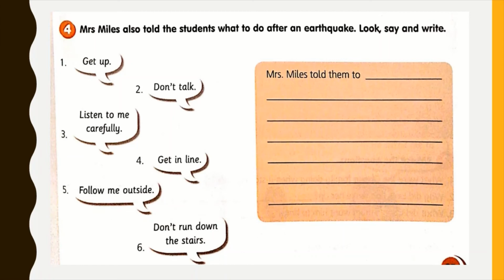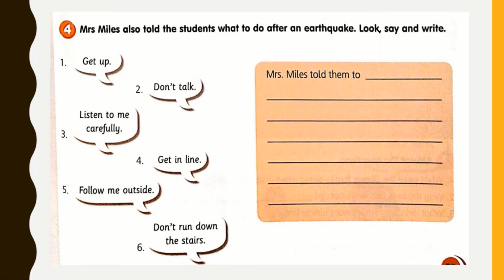Here again, we have other instructions in activity 4. So let's read. Mrs. Miles also told the students what to do after an earthquake. Look and write. So you look and say and write. We have 6 instructions. Number 1, get up. Number 2, don't talk. Number 3, listen to me carefully. Number 4, get in line. Number 5, follow me outside. And the last one, don't run down the stairs. Let's try to do number 1. Mrs. Miles told them to get up. So as easy as that.